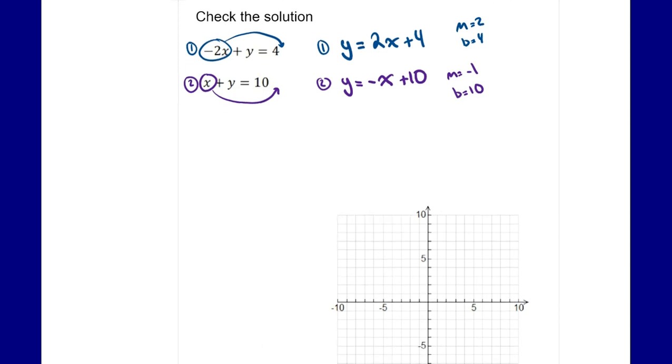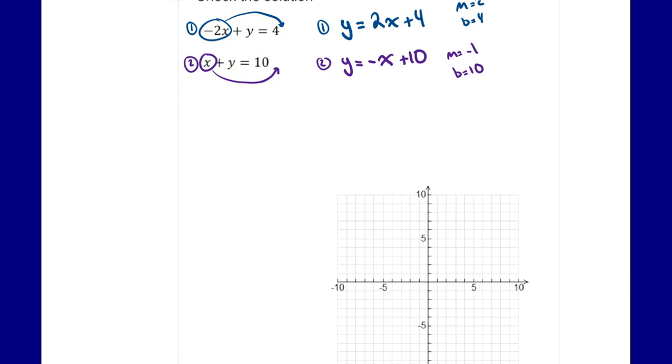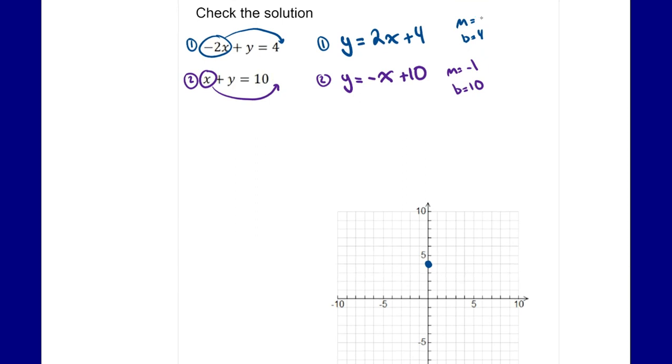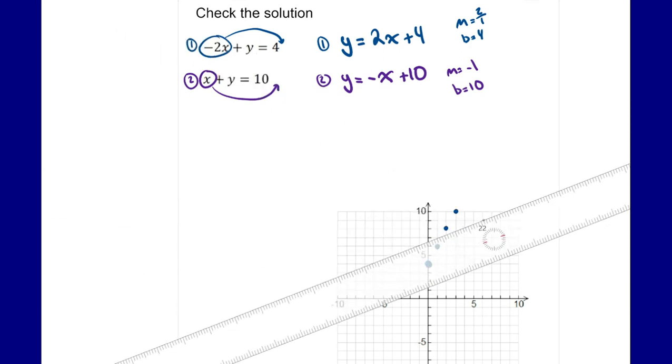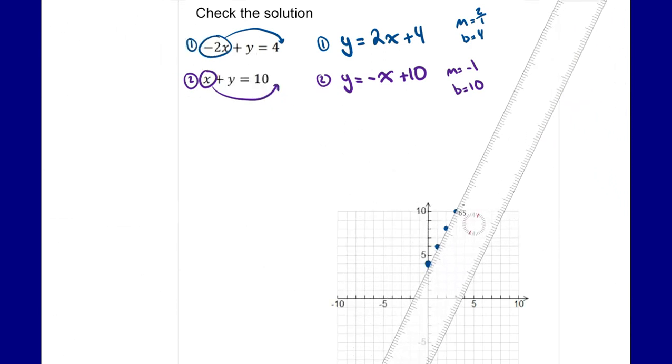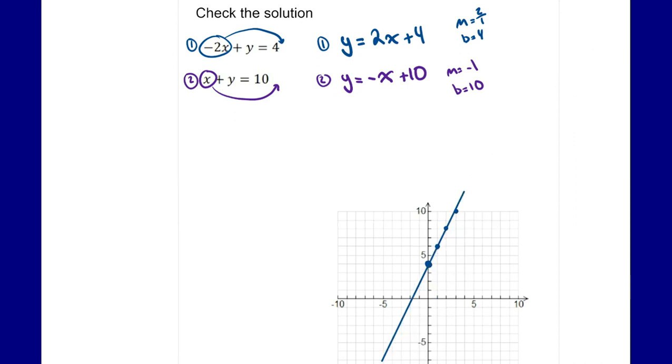So I'm going to graph both of these. M is 2, b is 4, so that means my b value is 4. An m value of 2 actually means 2 over 1, so that means up 2 over 1, up 2 over 1. And I have enough points now to draw my line. So there is line 1.